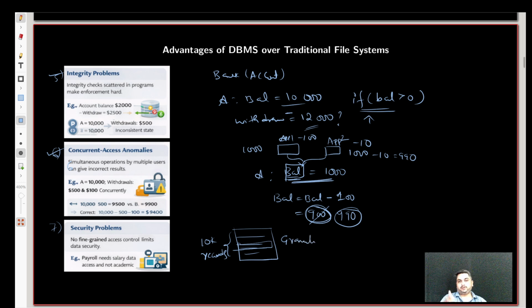Granularity means how fine or how coarse grained the protection is. For example, each student is a grain here, and to that extent I can provide security, so that only his data can be accessed. But in traditional file security, this granularity level is very difficult to achieve. All these concepts you are again going to learn in depth in the video lectures.